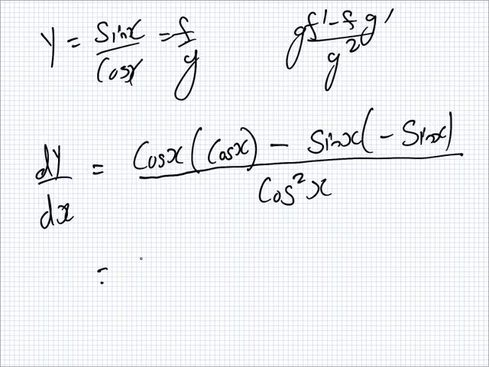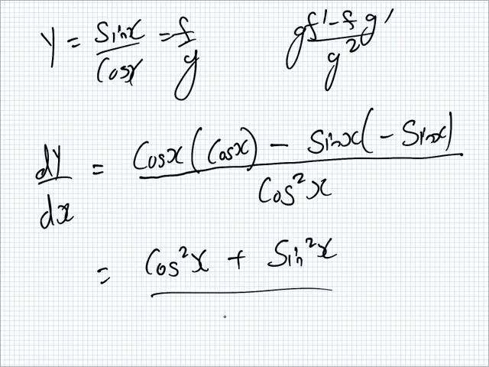Yeah, so what we have here is cos squared x plus sine squared x, which is indeed 1. So you're left with 1 over cos squared x, which is exactly what we thought it should be. So it works. Let me give you one to try.